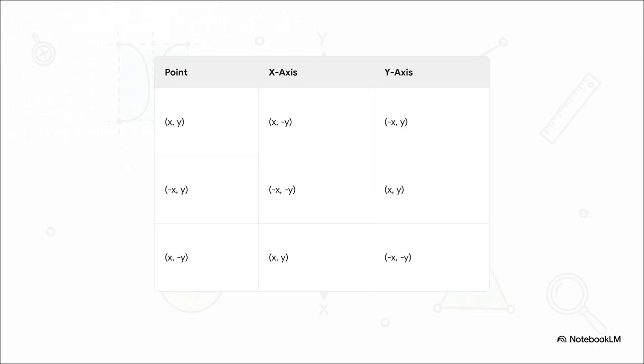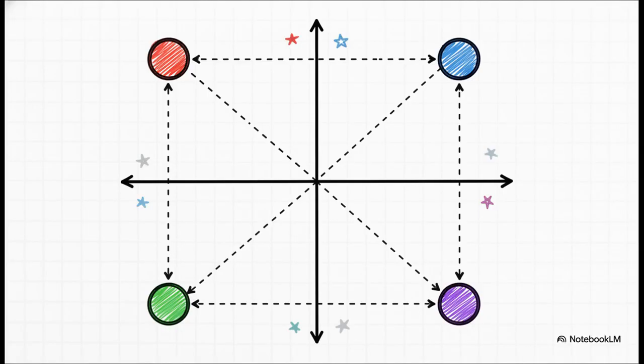And if you reflect across the y-axis, you only flip the x-coordinate. So (x, y) becomes (-x, y). That is the whole trick. Let's apply that trick right now. The mirror image of (7, -8) across the y-axis, just flip the x. It instantly becomes (-7, -8).